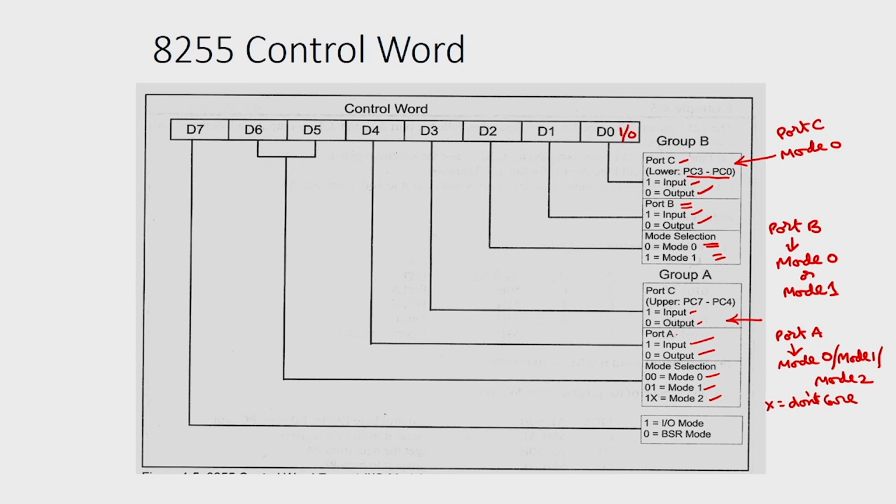Then coming to the MSB bit D7. This 8255 can operate in two overall modes, called IO mode or BSR mode. This is sometimes also called control word mode or BSR mode. BSR stands for bit set reset.